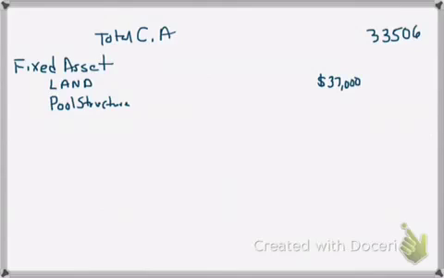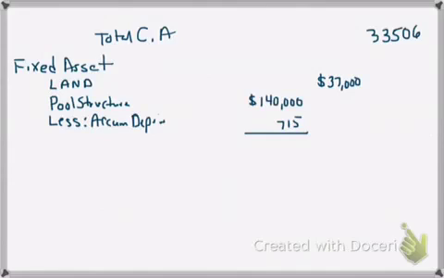Now with pool structures, they have the accumulated depreciation with them. I need to have the pool structure, but then I need to do a less the accumulated depreciation for pool structures. So I need to move over another area, and I have $140,000, and the depreciation for this one is $715. So I would take the 140 less the 715, and that's going to give me $139,285.